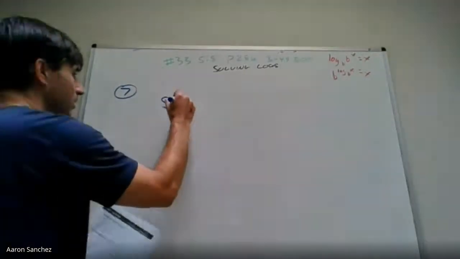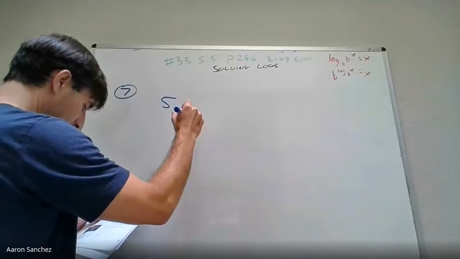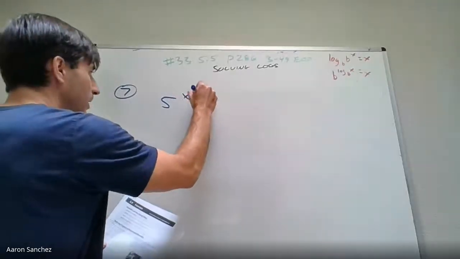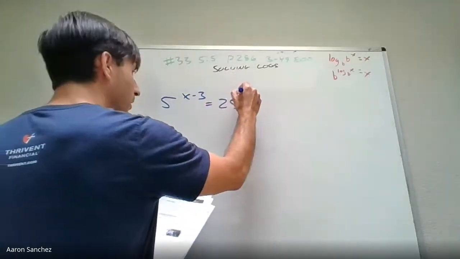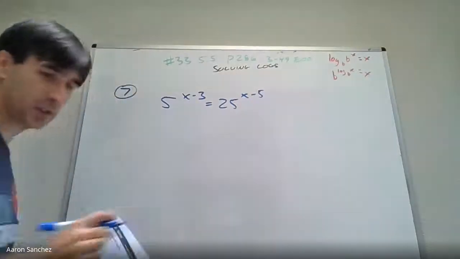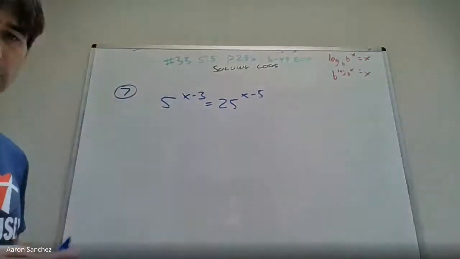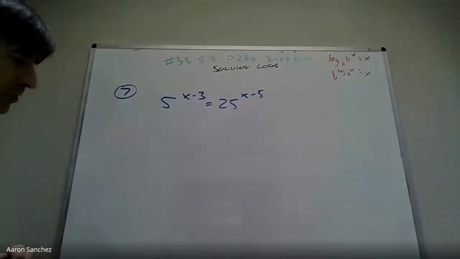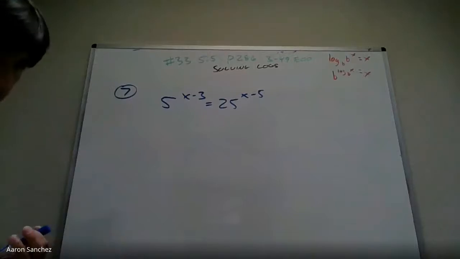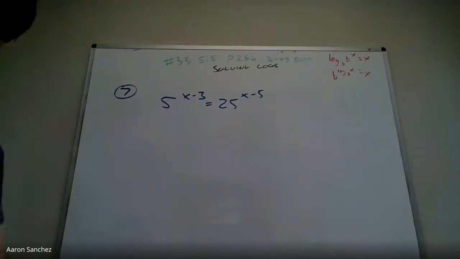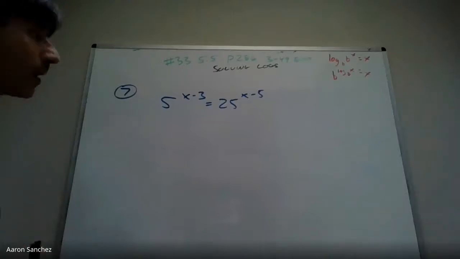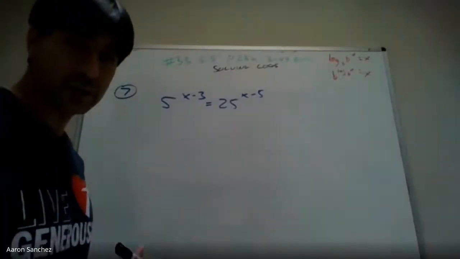Look at this. 5 to the x minus 3 equals 25 to the x minus 5. Okay, let's write that down, and I want to ask you guys a question before we solve this problem. You ready? Let me ask you something.